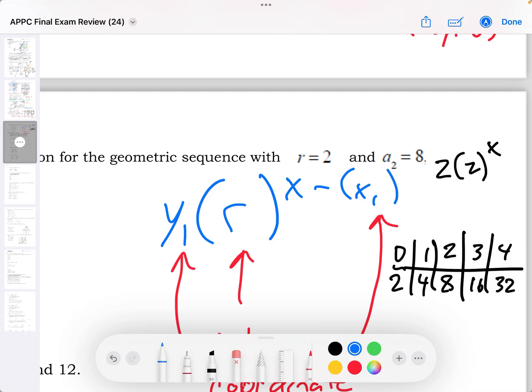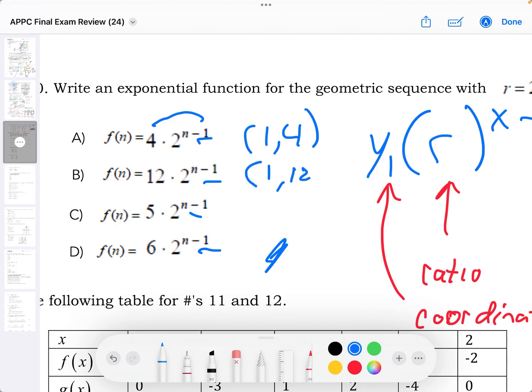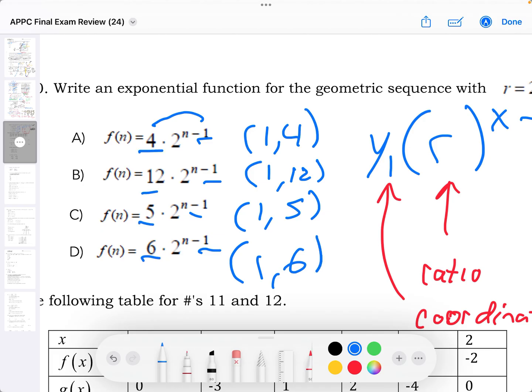With this, since they are using, going back here, n minus 1, N minus 1 right here, they are really asking us, I'm matching these up right here. Is my coordinate 1, 4? Is my coordinate 1, 12? Is my coordinate 1, 5? Or is my coordinate 1, 6? So this would be the y coordinate as my front value, and this would be my x coordinate.